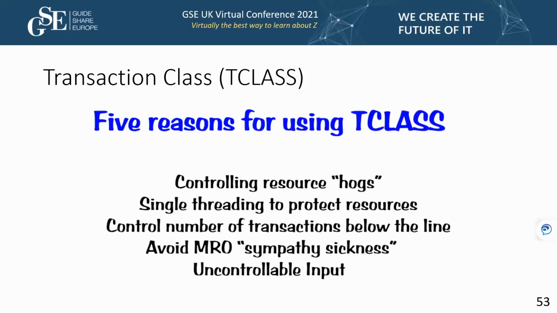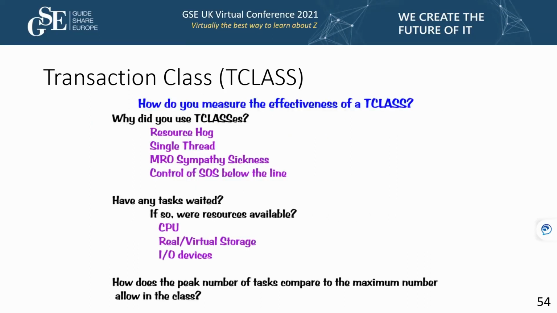So what about T-class? When do you use T-classing? T-classing is used to control any resource hogs. You could also use it to single thread transactions. I have some customers that say, I don't want more than one of these transactions running at a given time. And so what I'm going to do is put it in a T-class, set the max active to 1. And this way I never run more than 1 at a time. Now, again, you can also use it to control how many of a transaction you run. And you also have to pay attention to the other options you have for T-class to ensure you don't end up with MRO sympathy sickness. And I'm going to show you that in just a second.